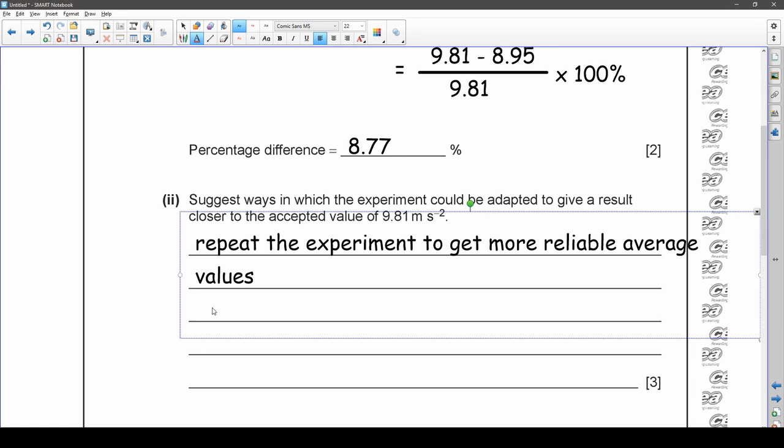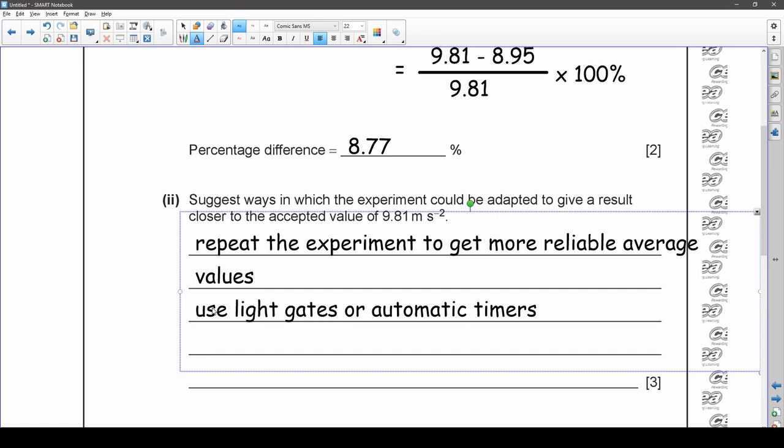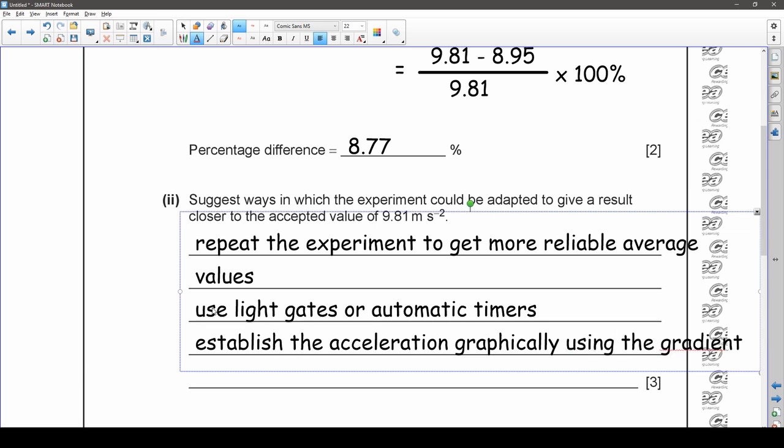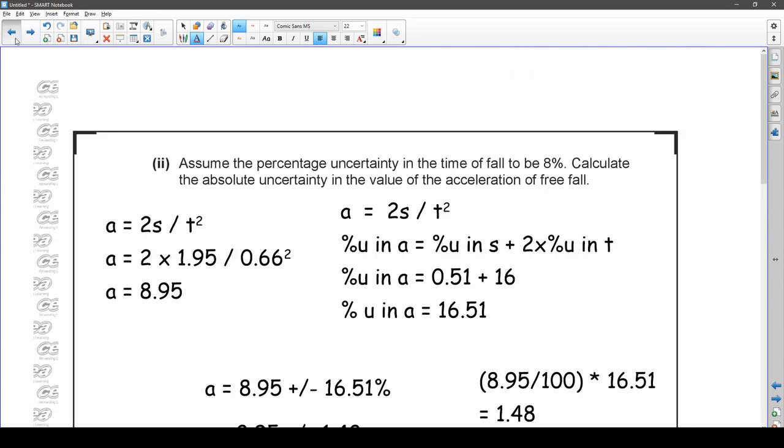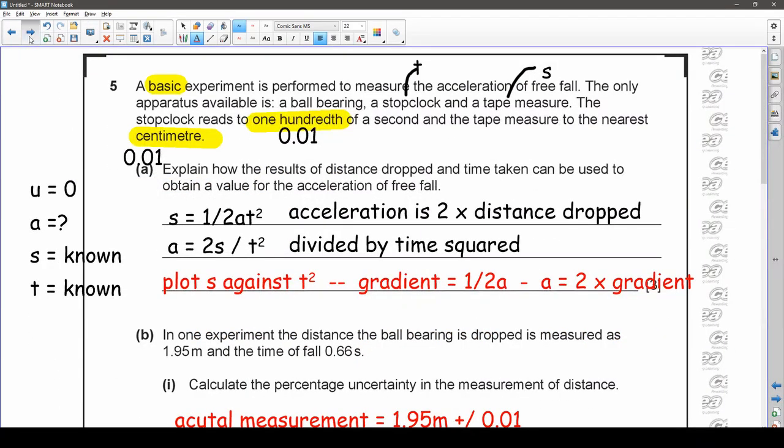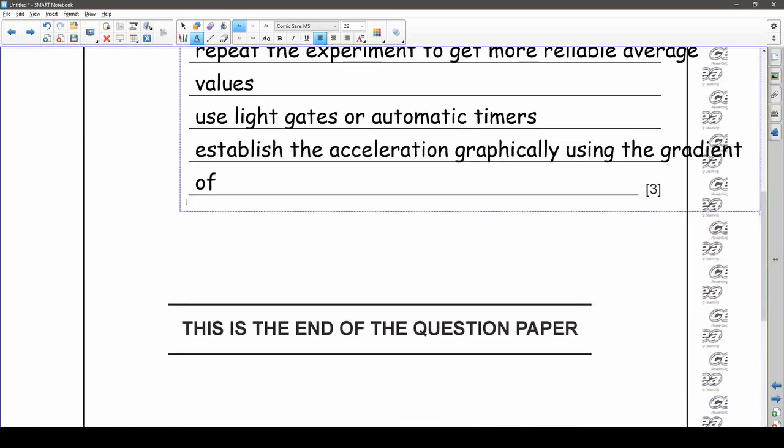Now we're going to talk about the equipment here. We were timing it, remember, with a ruler because it said basic, and a stop clock. So what we want to do is use light gates or automatic timers of some description. And then finally, you did not do this experiment using calculation, because we want to establish the acceleration graphically using the gradient of, remember back at the start of this question, using the gradient of an s against t squared graph. All comes together.